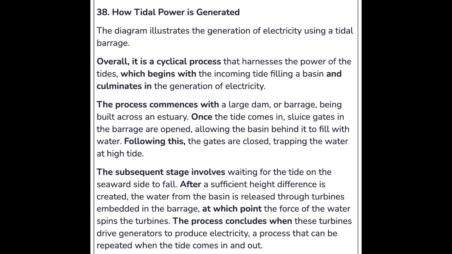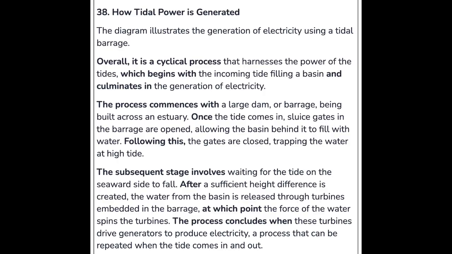38. How tidal power is generated. The diagram illustrates the generation of electricity using a tidal barrage. Overall, it is a cyclical process that harnesses the power of the tides, which begins with the incoming tide filling a basin and culminates in the generation of electricity.